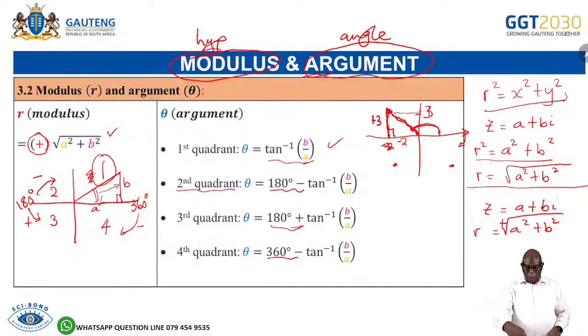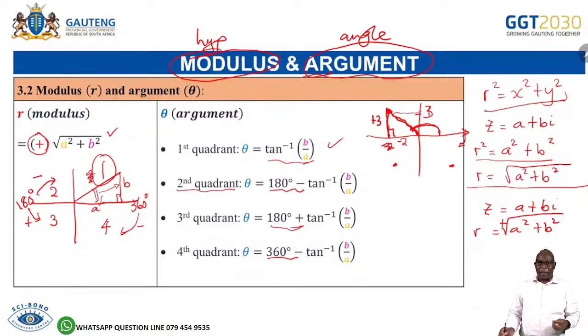Okay, so now we are going to look at the activities that talk to the modulus and also the argument. So the issue of argument and modulus, here's an activity that talks to that. Determine the modulus and the argument of the following. Now we are given z equals -2 plus 3i.